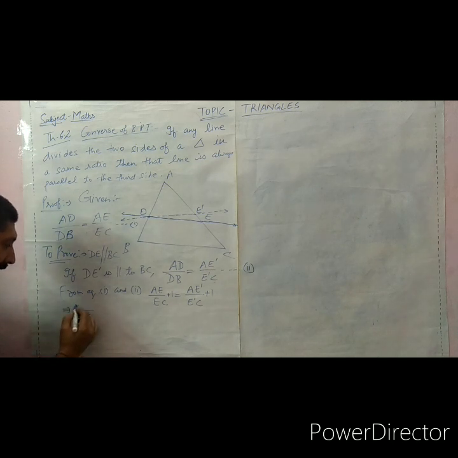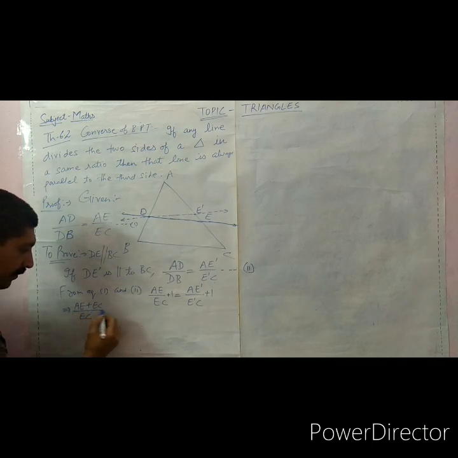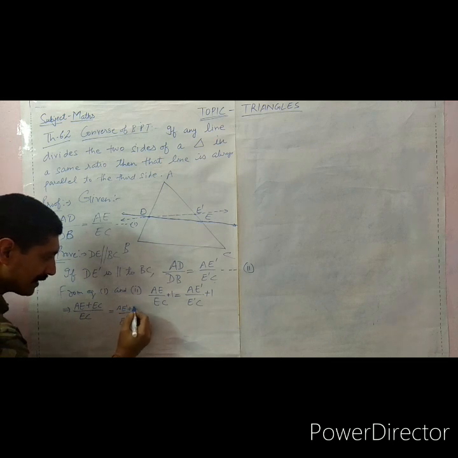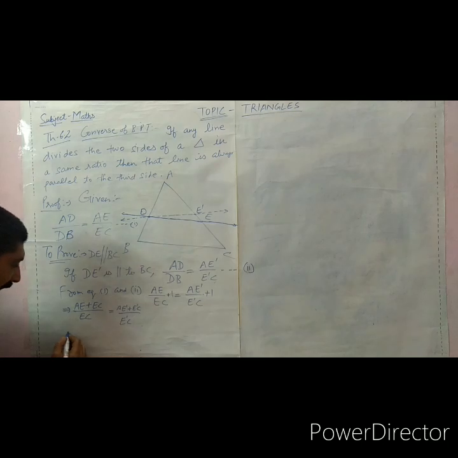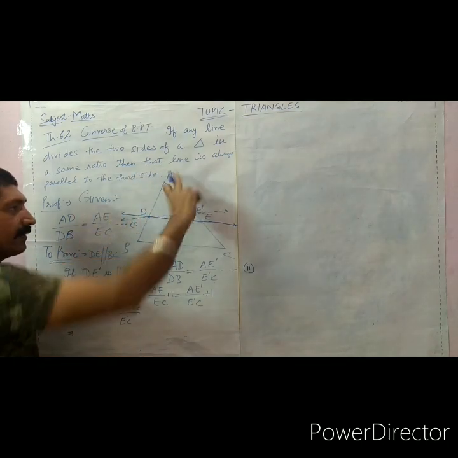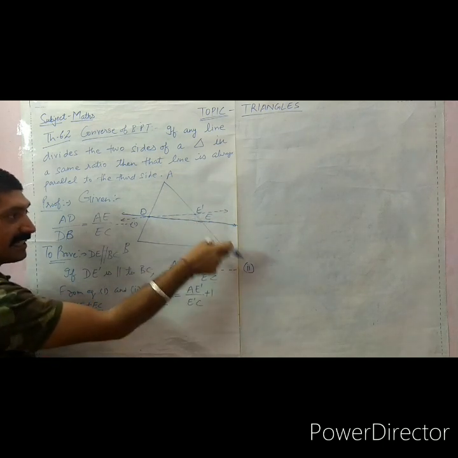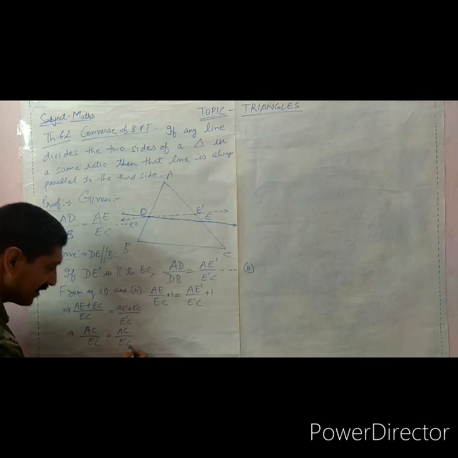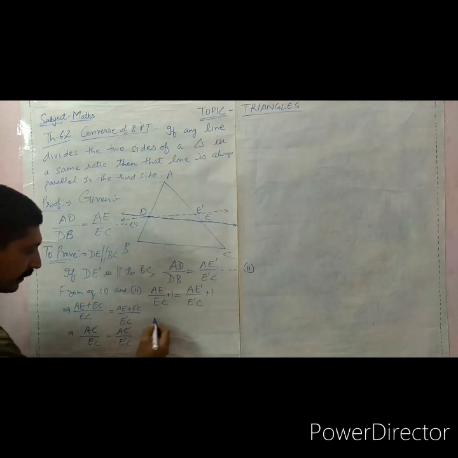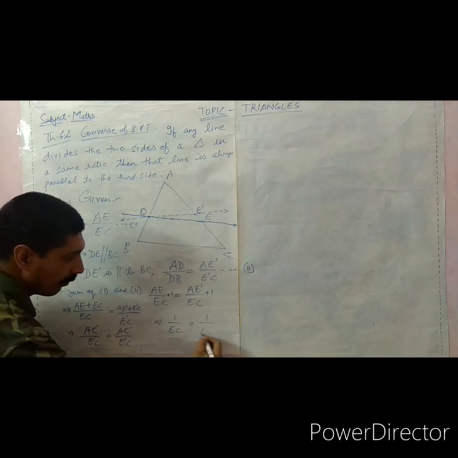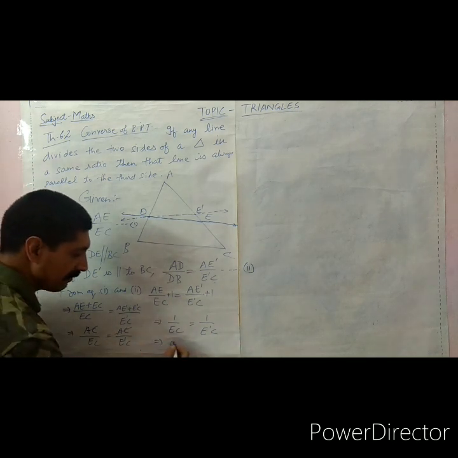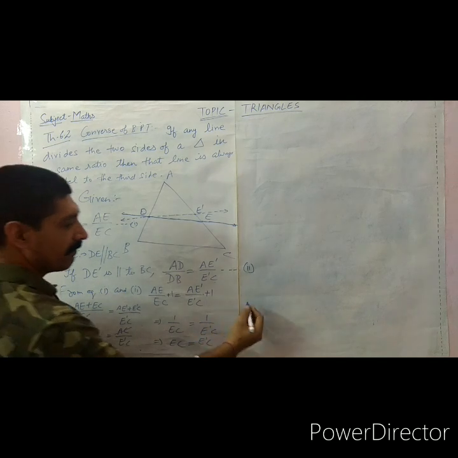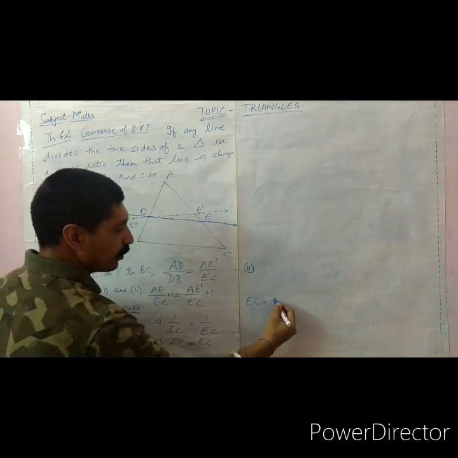By adding 1 both sides, in the denominator we get EC, and AE plus EC; on this side E dash C, and E dash E plus E dash C. So in both cases we have AE upon EC plus 1, that is AC upon EC, is equal to AC upon E dash C. So we get 1 upon EC is equal to 1 upon E dash C. Taking the reciprocal, we have EC is equal to E dash C.